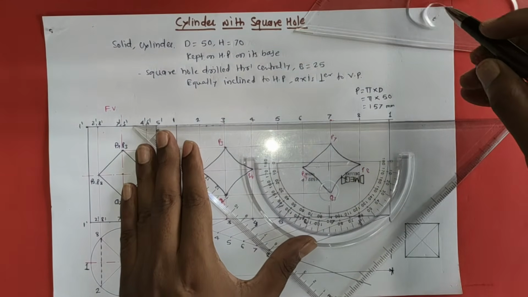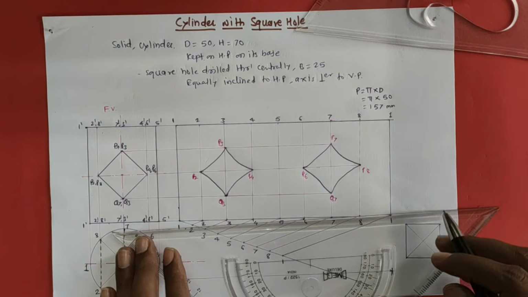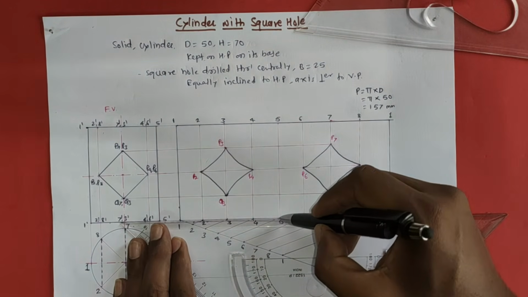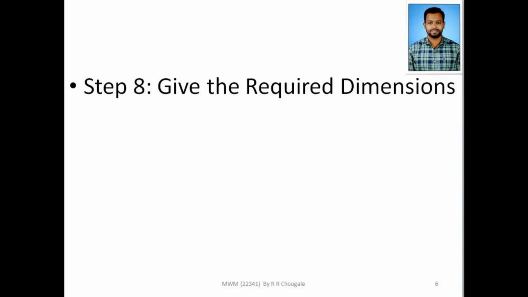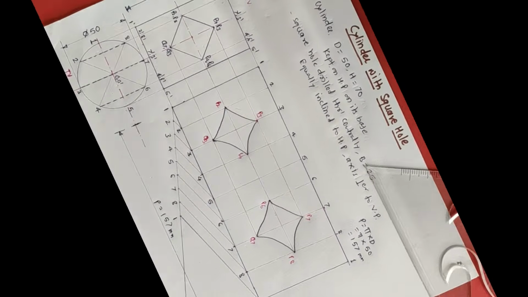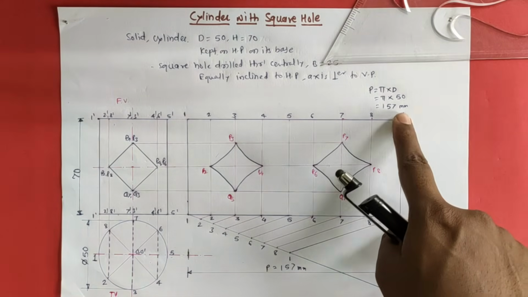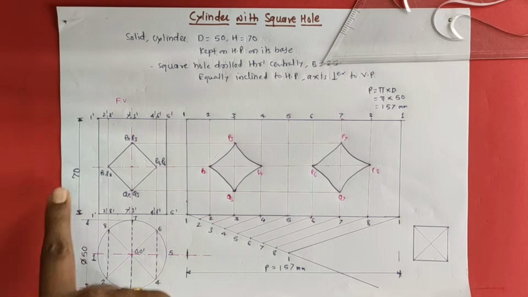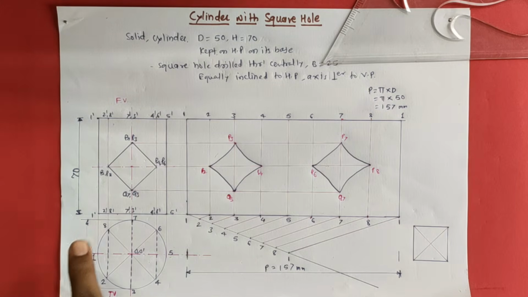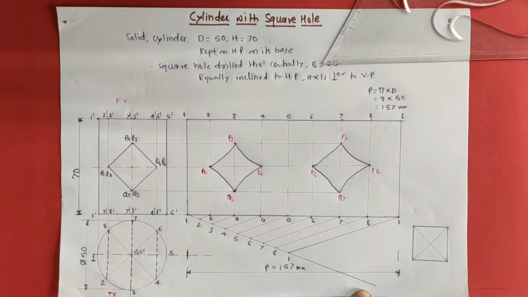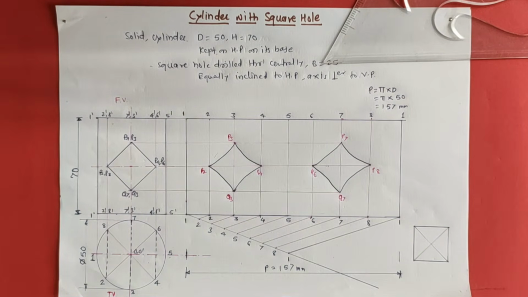Now mark the outer dark lines, from 1 to 1. The outer area is remaining intact. Give the proper dimensions: the perimeter equals 157, which we found here, the height equals 70 mm, and the diameter of the cylinder equals 50 mm. Here completes your development of lateral surface of cylinder with central square hole. Thank you.